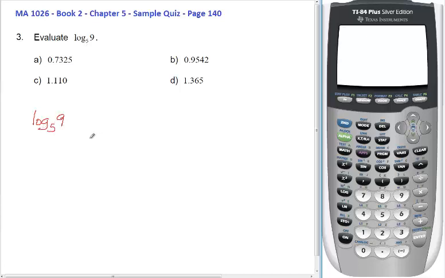Now what does that mean? What does a logarithm with two numbers in it, no variable, mean? It's asking you to find the exponent. Here's what I mean by that.